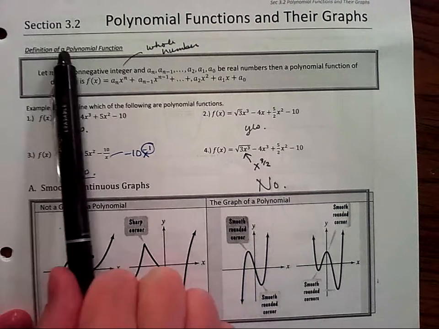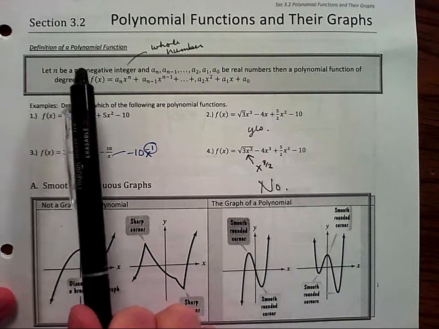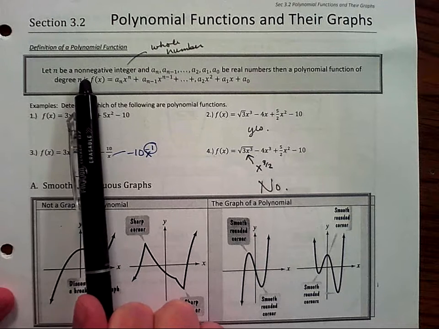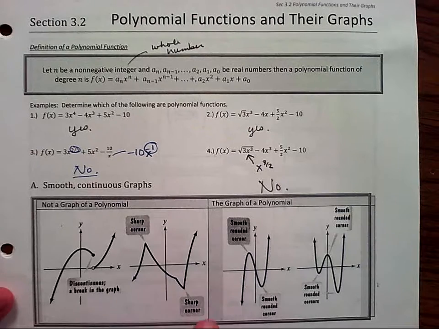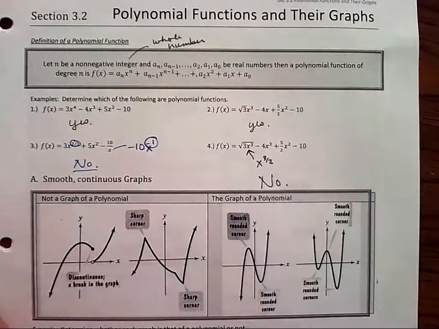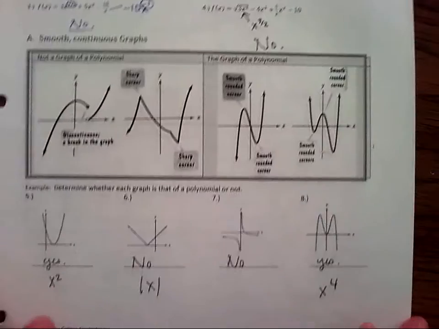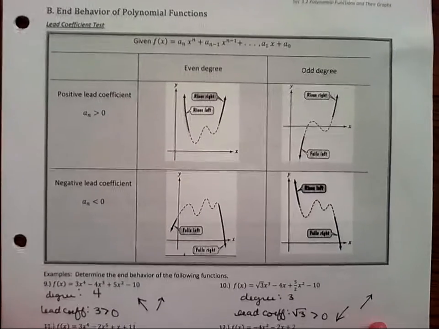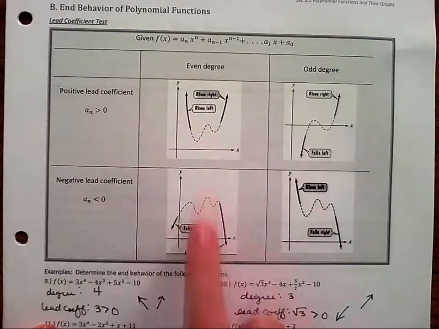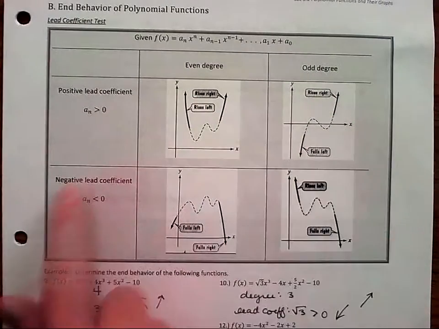So, 3.2 polynomial functions and their graphs. We already said polynomials are functions with whole number, non-negative exponents. We talked about examples and what the graph looks like. The graph is smooth and continuous, no corners, no breaks. Then we talked about the end behavior of the graph. Even degree, both ends point the same way. Odd degree, opposite directions, and then the lead coefficient tells us more. So we checked it out.